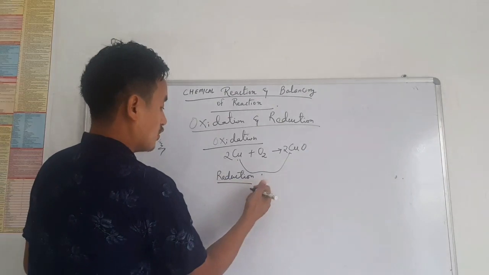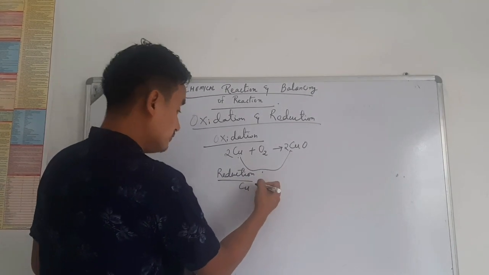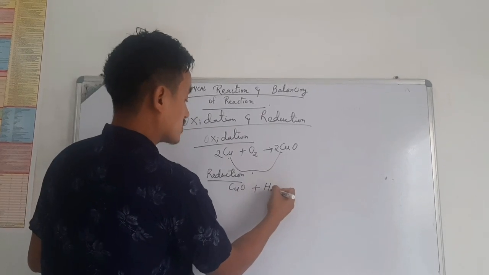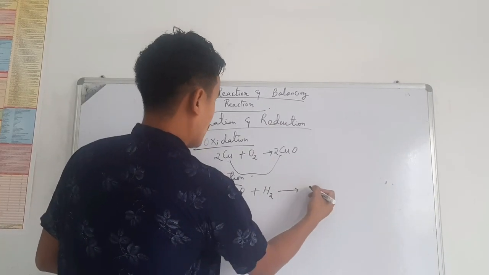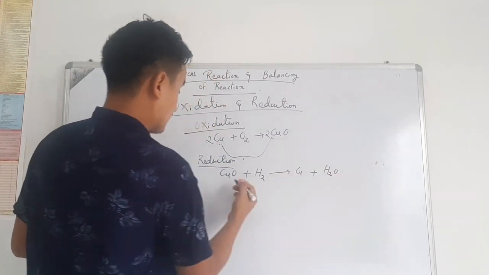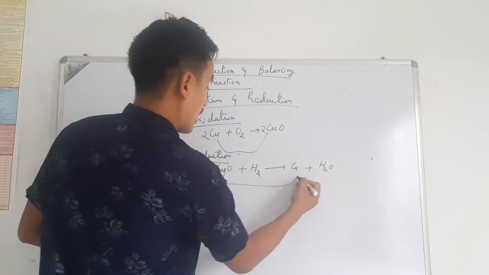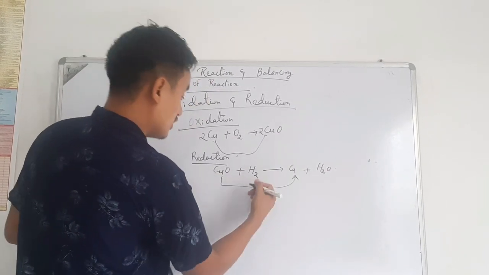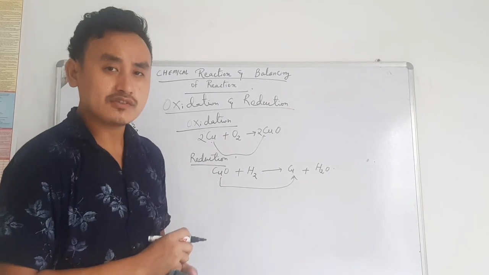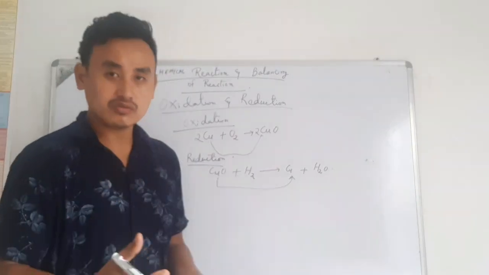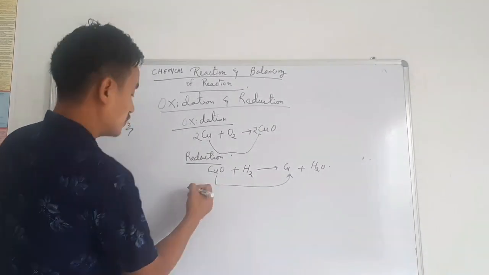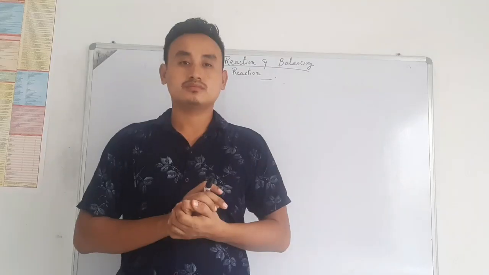So in reduction, when our copper oxide reacts with hydrogen, we will get copper plus water. Now see, this copper oxide, the oxygen is being removed, so we call it reduction. We also have certain chemical reactions which involve both oxidation and reduction. That we call a redox reaction.